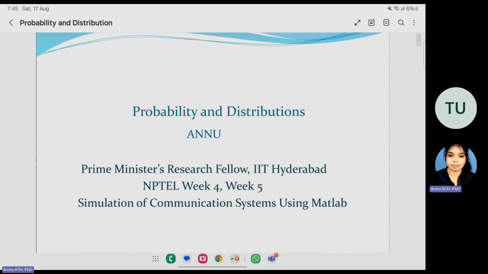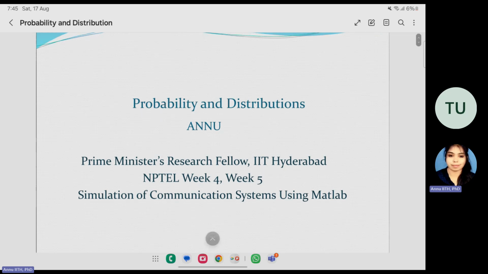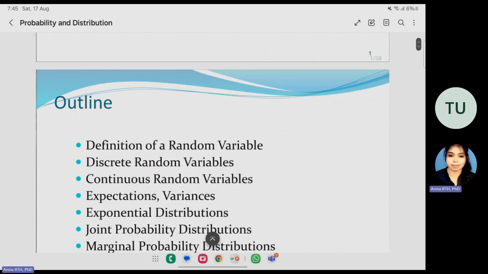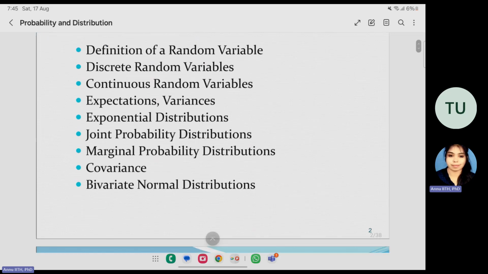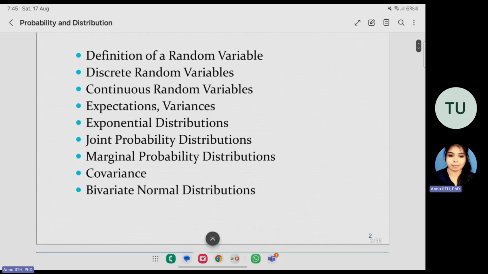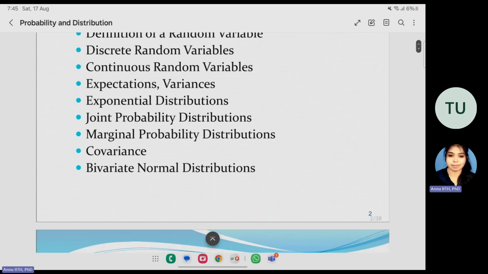Hello everyone. So today I will be teaching you probability and distributions, and this is week 4. So there is an outline of what I will be teaching you. Last class I covered random variables, discrete random variables, and all those things.